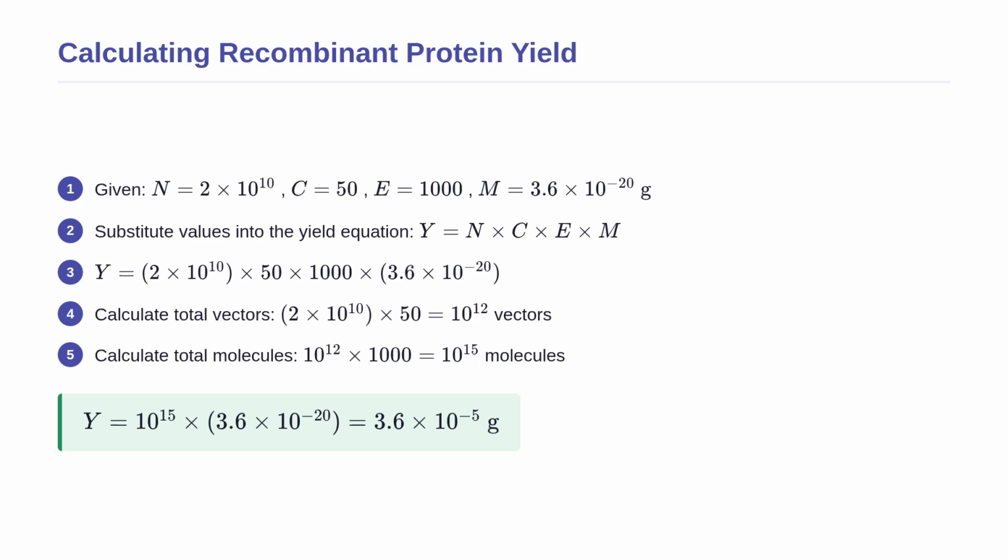We substitute our known values into the yield equation. First, we multiply the cells by the vectors per cell, giving us 10⁻12 total vectors. Next, we multiply by 1,000 to find that 10⁻15 protein molecules are synthesized. Finally, multiplying by the mass of a single molecule gives us our final answer, 3.6 × 10⁻5 grams, or 36 micrograms. This proves even a small culture produces a medically relevant dose.